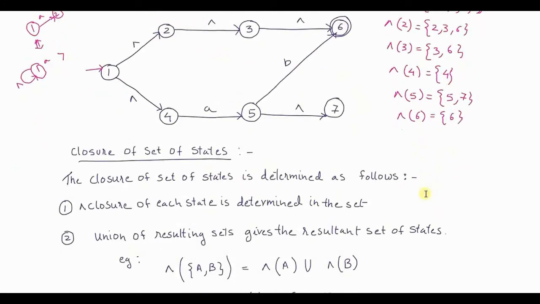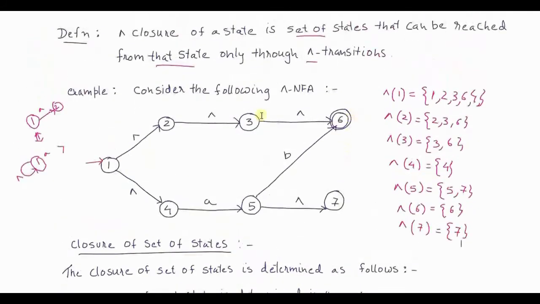And finally, null closure of 7 should be calculated. So first 7 itself will be added to the list, and as you can see in the figure, from state 7 on reading null you don't go to any other state, so only 7 will be the element of this null closure. So this is how null closure or epsilon closure or lambda closure of each state can be determined.